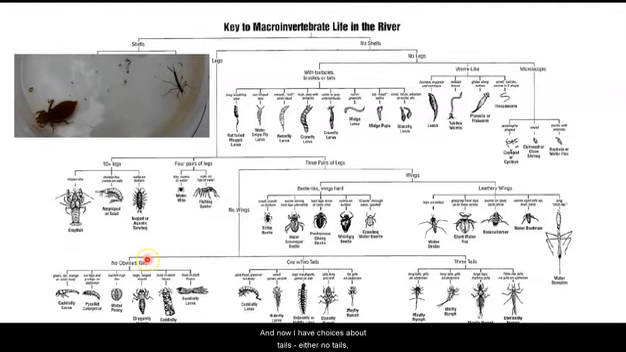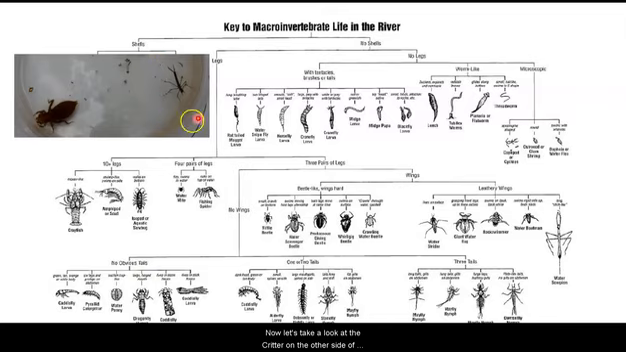And now I have choices about tails: either no tails, 1 or 2 tails, or 3 tails. And when I look at that critter right there, I do not see any tails. So I'm going to look in this section right here and find the one that best matches the body shape of the critter that you see on the left. Did you pick the dragonfly nymph? That's what I think too.